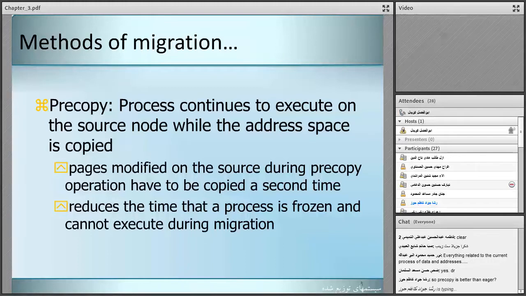Okay. The disadvantage is about recopy or repeated copy. For example, assume that we are transferring and copying the data to the destination machine. I said in this method, the process is under execution. When the process is under execution, it may change some values, for example, register values or values of local variables may be changed. So we may have to repeat the copy because we need to transfer the new value of this data to the destination. It is a disadvantage. Clear?